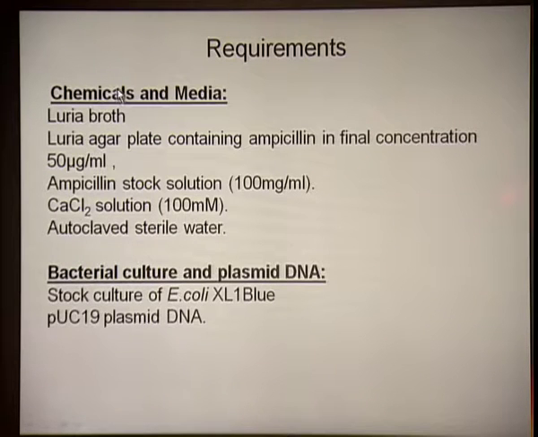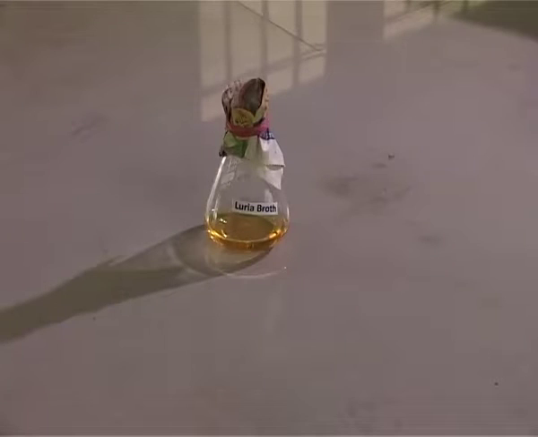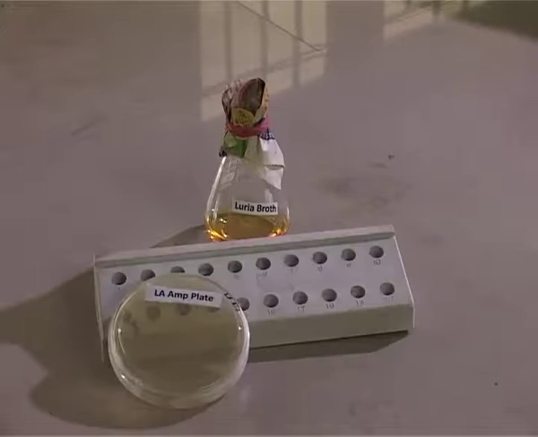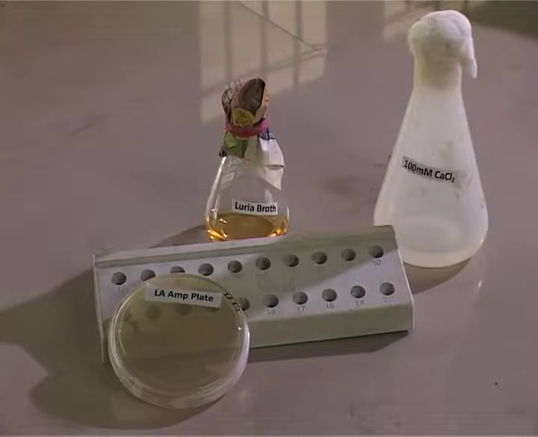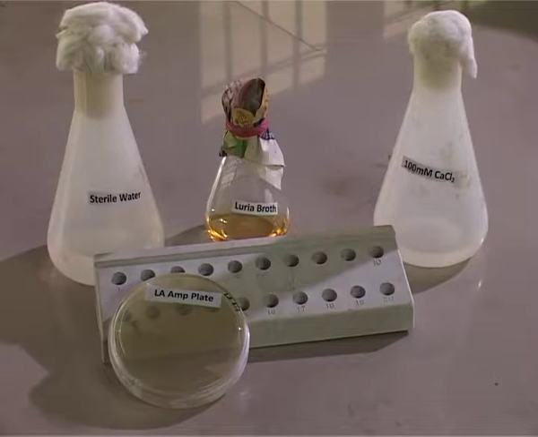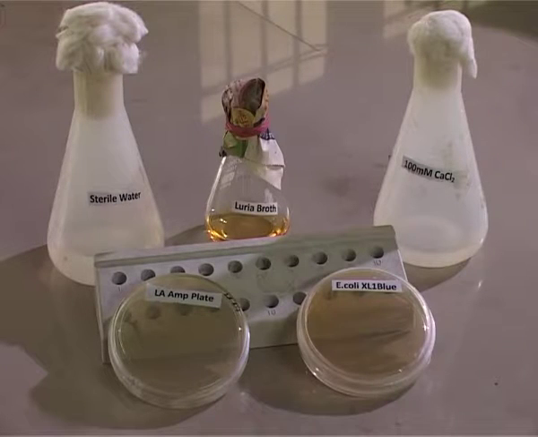The requirements for the experiment: the chemical that we need is Luria broth. Next, we need a Luria agar plate containing ampicillin at a final concentration of 50 microgram per ml. Then we need calcium chloride solution, which should be autoclaved and at a concentration of 100 millimolar. We need autoclaved sterile water, and the bacterial strain that we are using is XL1 Blue and the plasmid is pUC19.